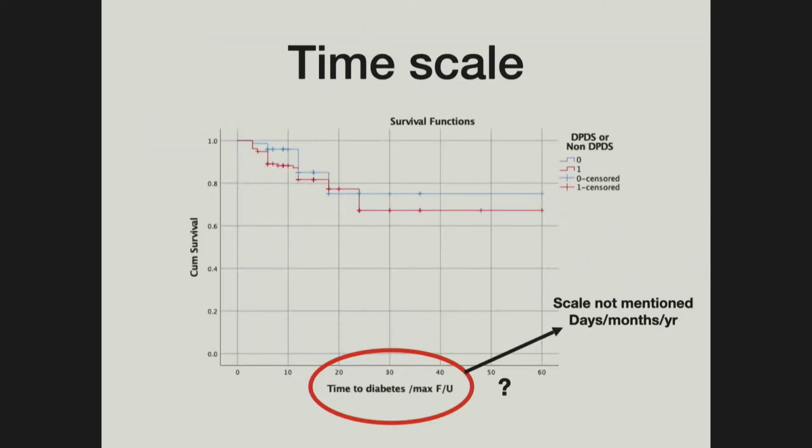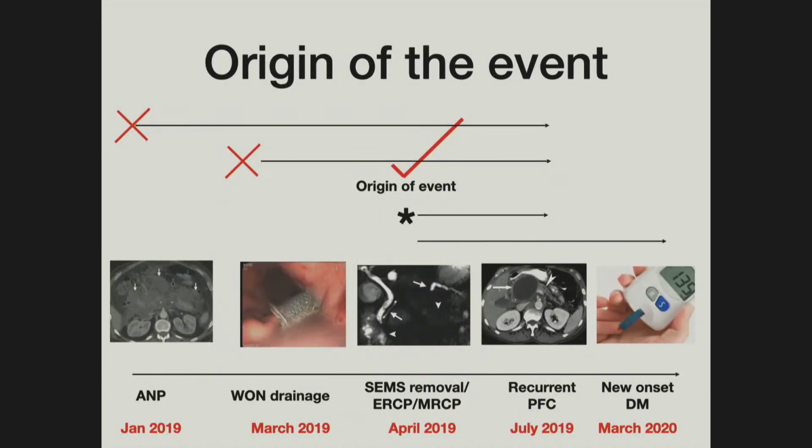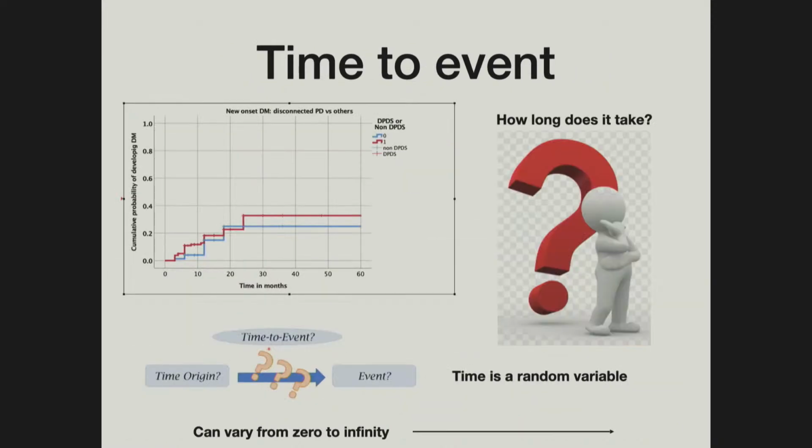Then the time scale. Here the time scale is not mentioned in this curve, whether it is weeks, months or years. Then the origin of the event, whether to calculate from the day of the drainage of fluid collection or from when you remove the SEMS. Which should be the origin of the event? Or for a patient with IBD, whether you should take the time from the day of the symptom onset or from the diagnosis. All these are important. So you should define what is the 0 point in this time to event curve.